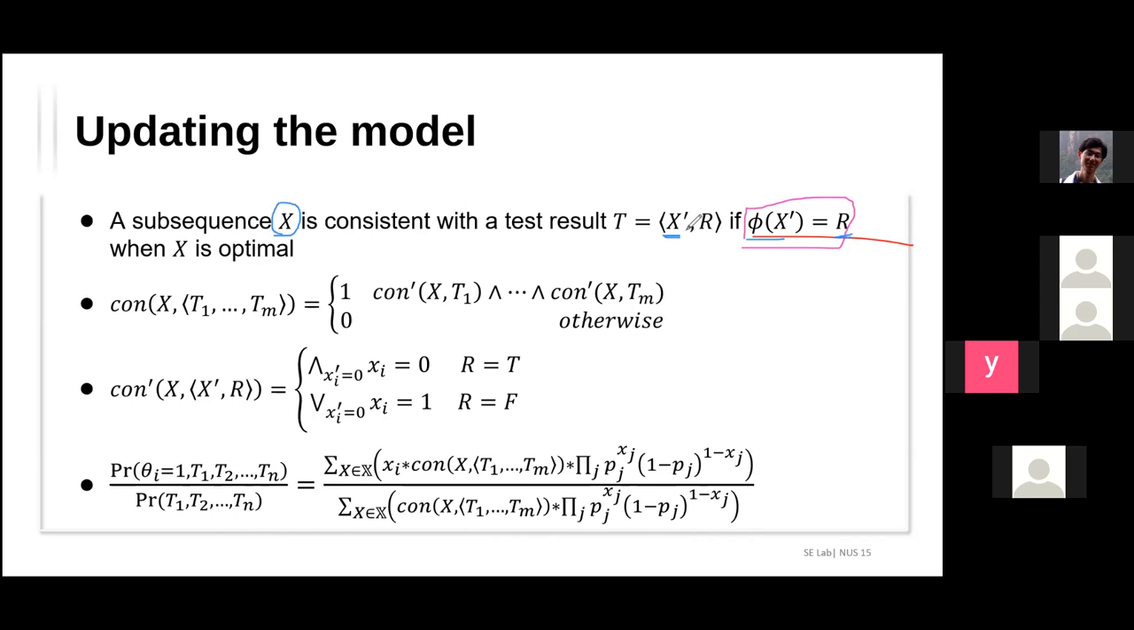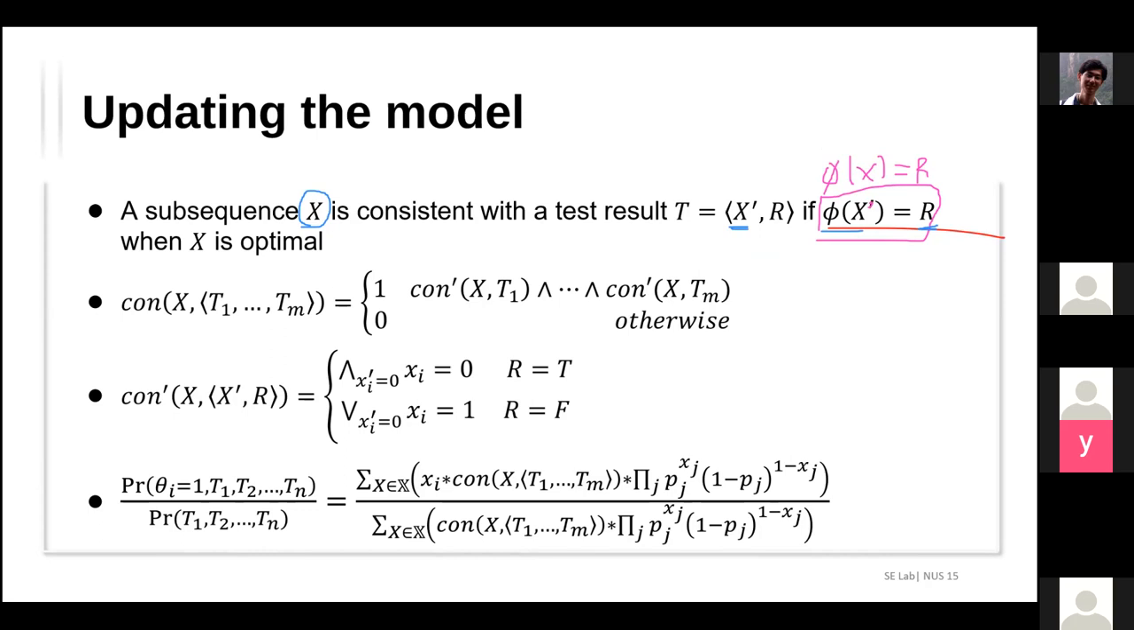And this X should have the same testing result as X prime. So actually phi X should also be equal to R. Yeah, this R can be either true or false. It doesn't matter. You just want to find X which produces a consistent result as X prime. That's why I think this should just be phi X equal to R, right? I'm not too sure. I think this is a very good explanation.